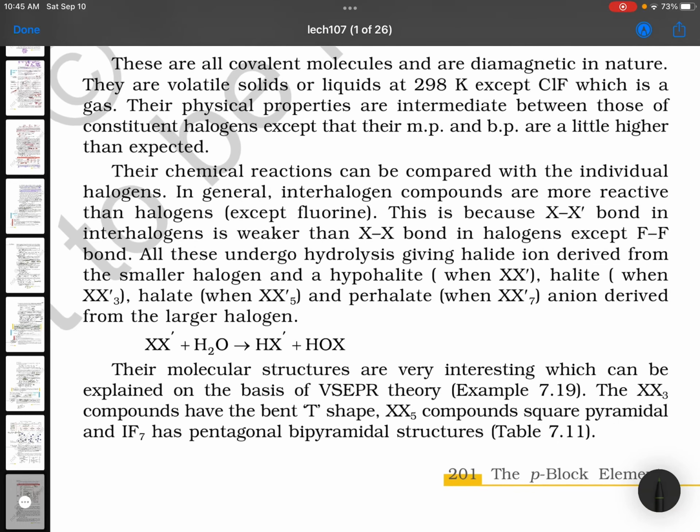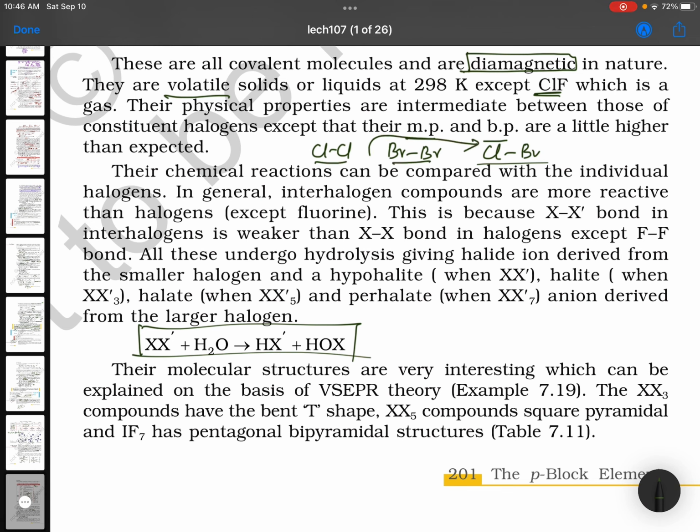Here one very interesting point will be there, that is hydrolysis. Before going to hydrolysis, see what is mentioned here. These are all covalent molecules and are diamagnetic in nature. First important point: they are all volatile solids or liquids at 298 Kelvin except ClF, which is a gas. Their physical properties are intermediate between those of the constituent halogens, except that their melting points and boiling points are a little higher than expected. That means Cl-Cl, Br-Br, and you are thinking about Cl-Br, like that.